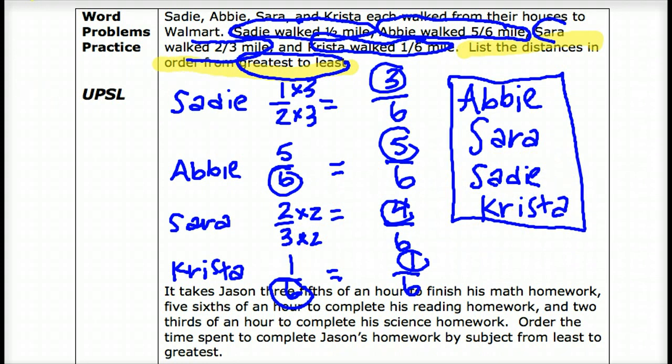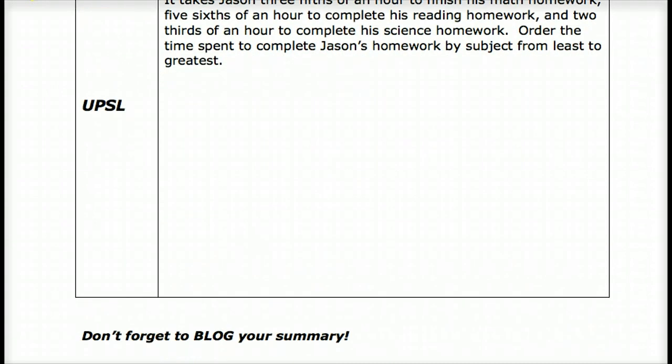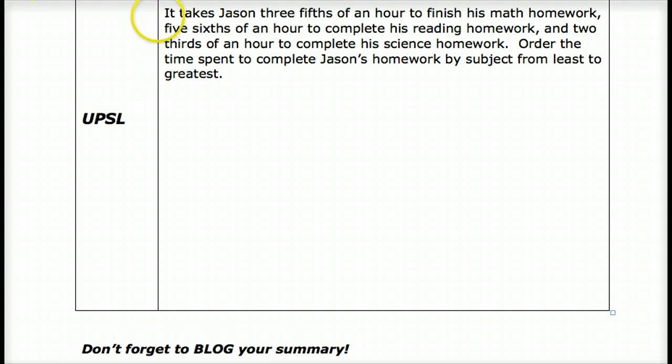So now for the next word problem. Our next word problem says that it takes Jason 3/5 of an hour to finish his math homework, 5/6 of an hour to complete his reading homework, and 2/3 of an hour to complete his science homework. Order the time spent to complete Jason's homework by subject from least to greatest. So they are looking for us to order the time spent on Jason's homework by subject from least to greatest. So we know that we are going to list from least to greatest. You always want to find that order first.